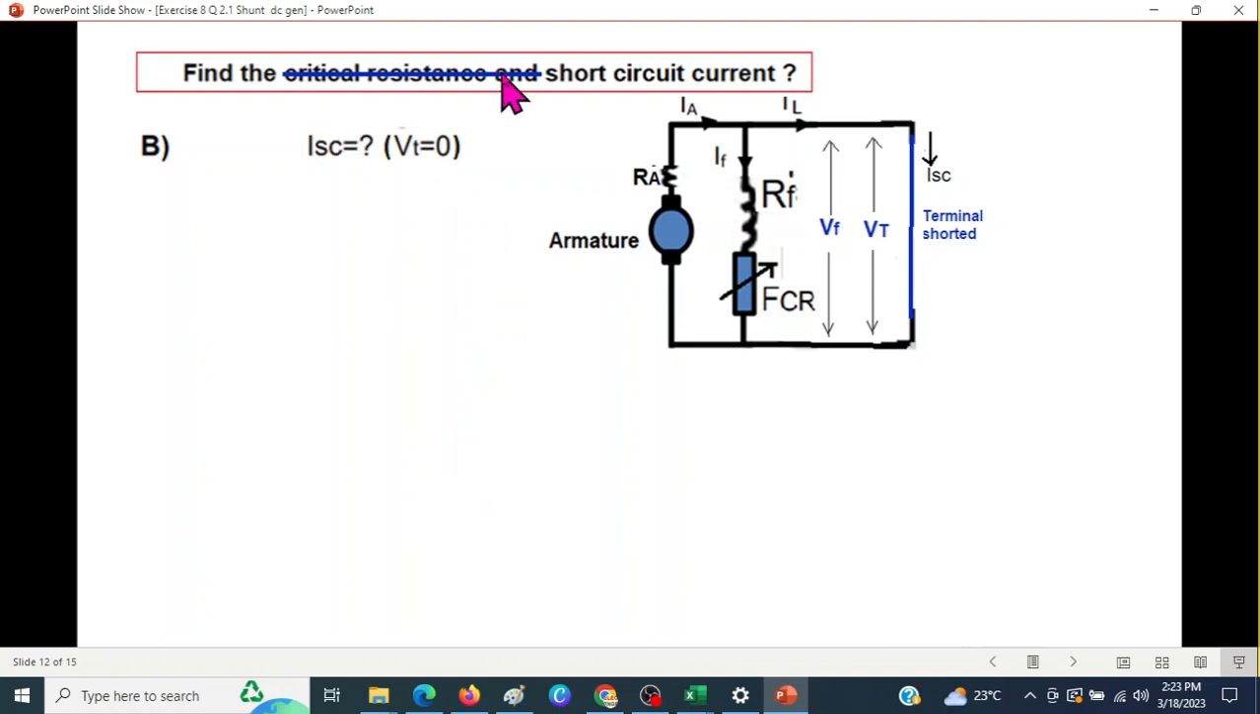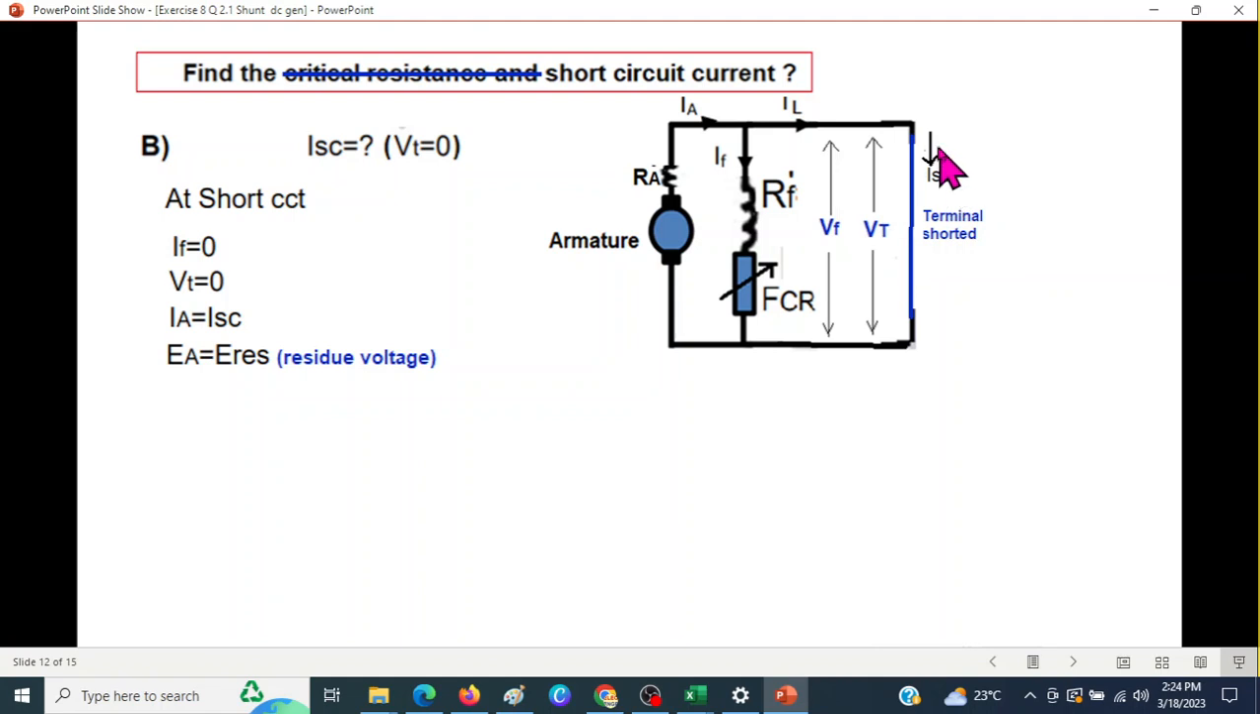Then the next part of the same question is to find the short circuit current, I short circuit. Now when we short circuit the terminal, the current flowing through this will be the short circuit current. And at that moment the terminal voltage will be 0 because there is no resistance. So I into 0 will be 0.